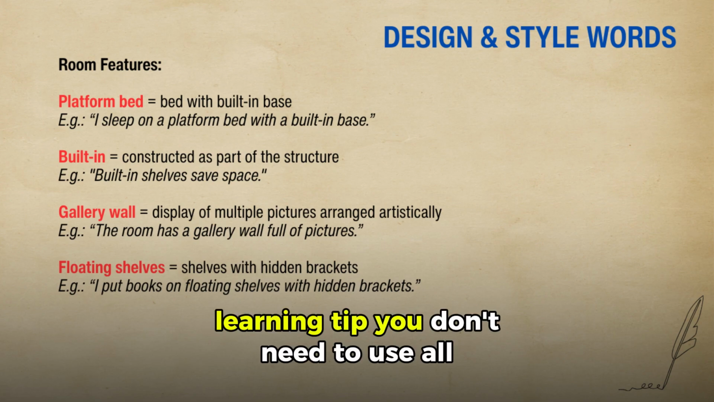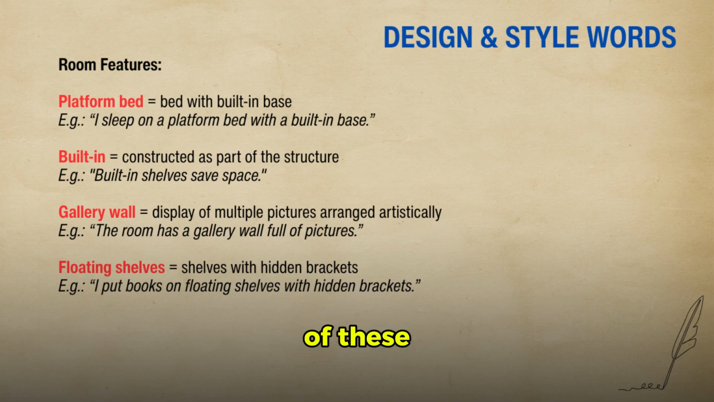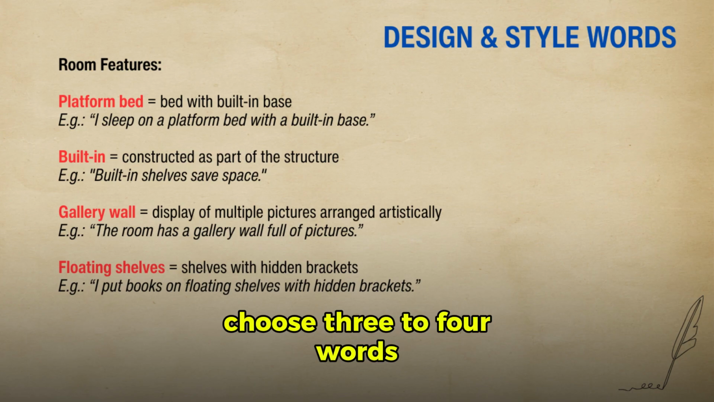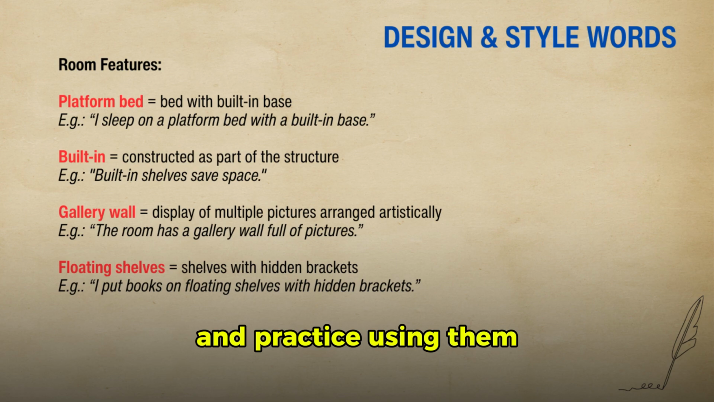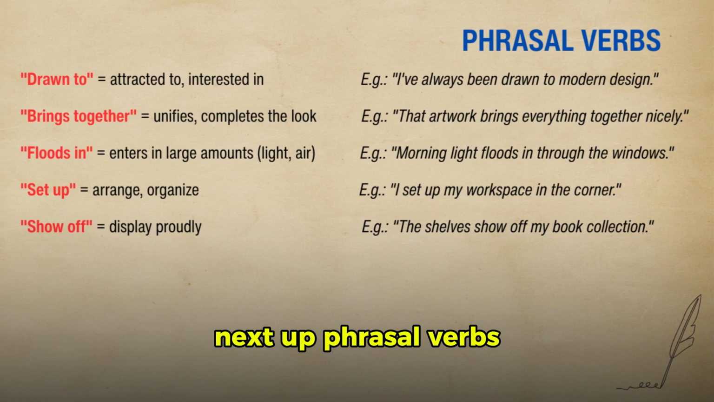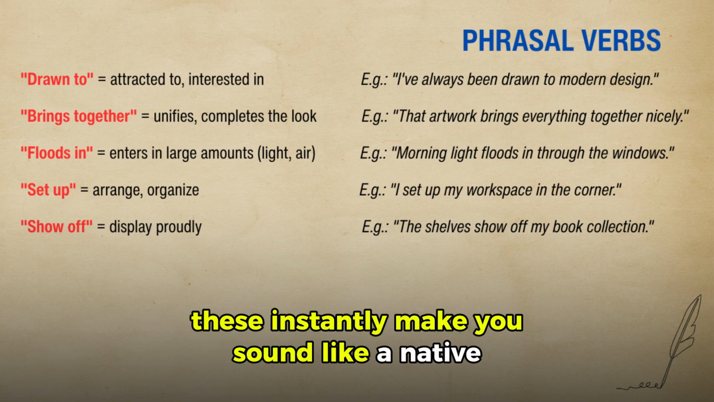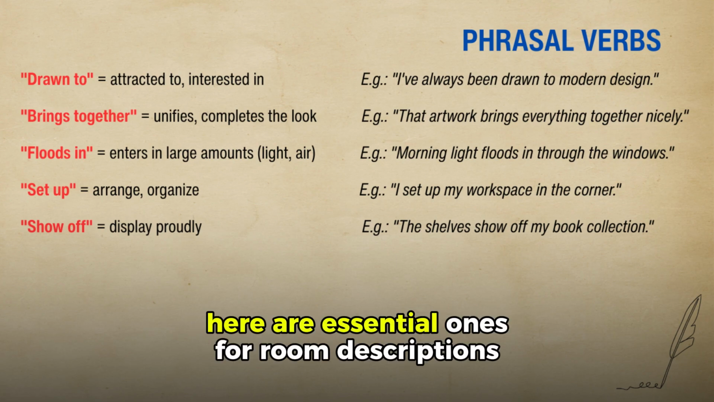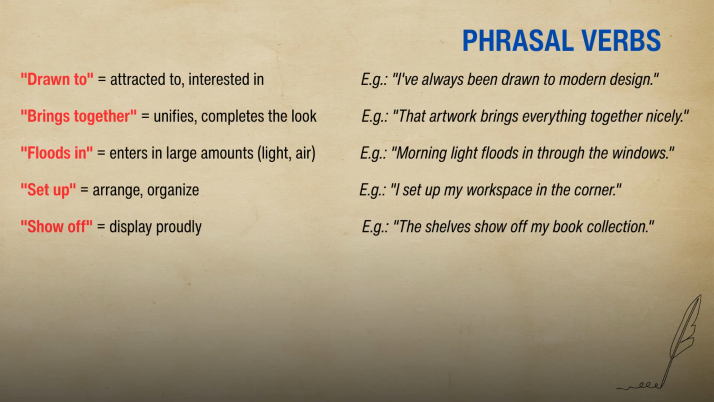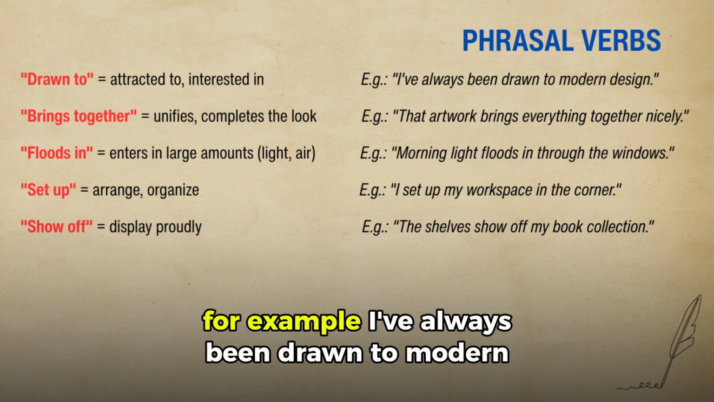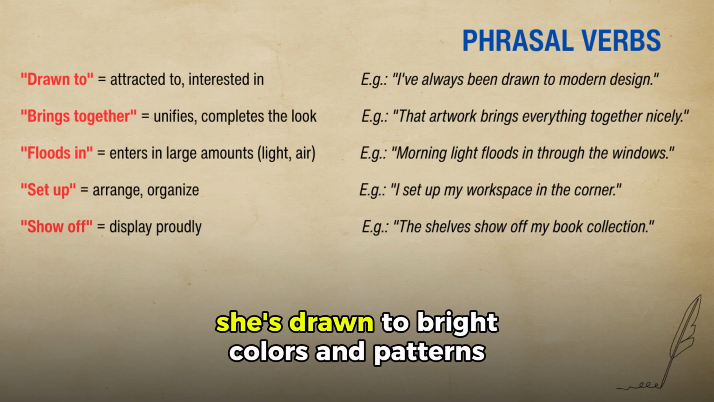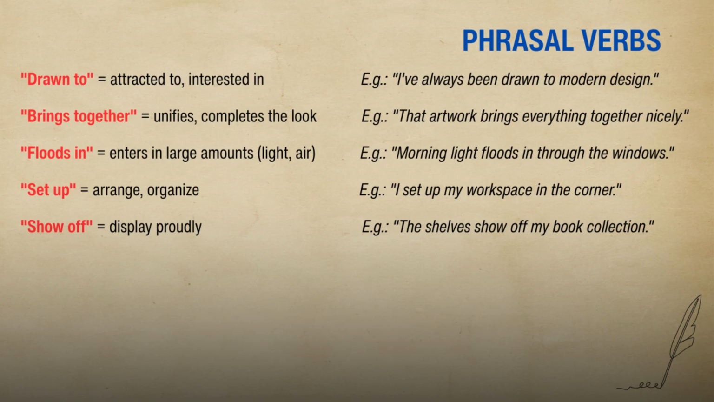Learning tip: you don't need to use all of these. Choose 3 to 4 words that actually describe your space and practice using them. Next up, phrasal verbs. These instantly make you sound like a native speaker. Here are essential ones for room descriptions. Drawn to means attracted to, interested in. For example, I've always been drawn to modern design. She's drawn to bright colors and patterns.